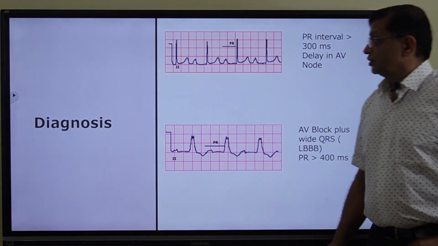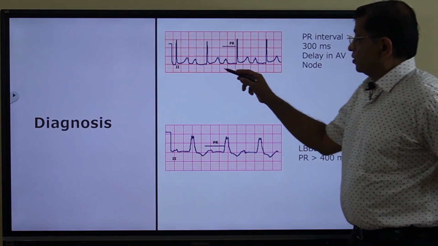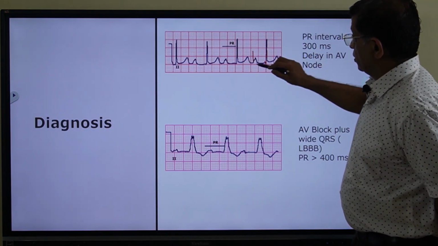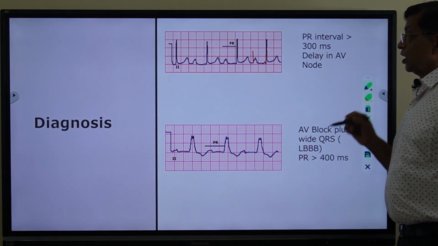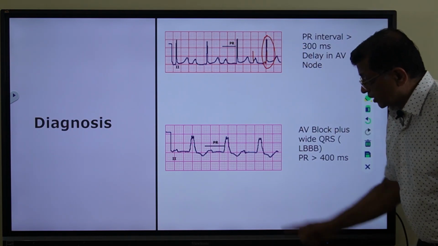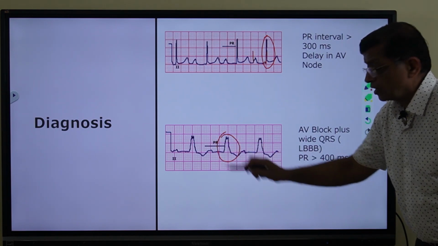So this is how the ECG will look in first degree AV block. In the upper ECG here, you can see the PR interval is quite long, more than 300 milliseconds, but the QRS is narrow. In the second example, the PR interval is also prolonged, but the QRS is also wide.